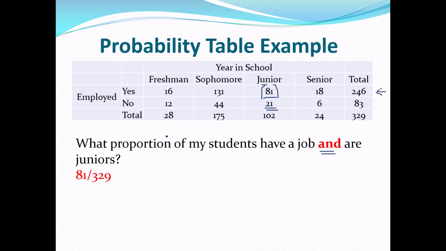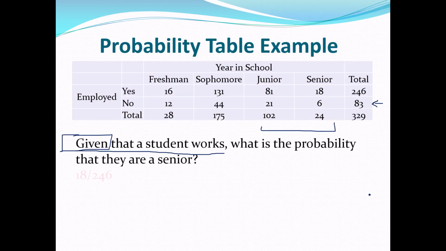When I go back to this question, what proportion of my students have a job and are juniors? Students are going to try to make this a conditional. They're going to try to make this say, given that the student has, but that's not what this says. This says what proportion of the 329 have a job and are juniors. This says, given that a student works, don't look at all 329, just look at the 246 students at work. Now, what's the probability they're a senior? You have to be told that this information is true. We know the student works. Now, what's the probability they're a senior?